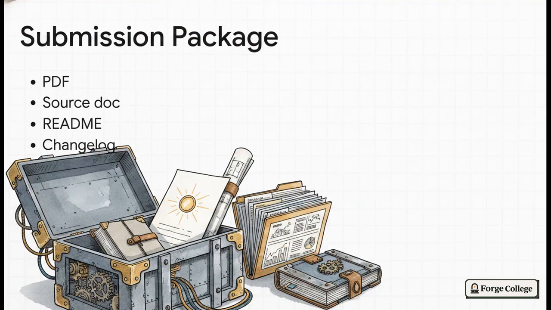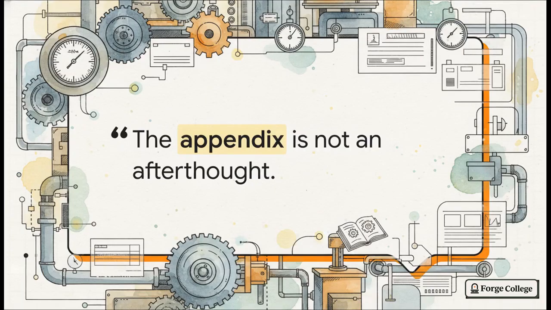Your final payload must contain these specific artifacts. We need the final PDF, but also the editable source document. You must include a one-page README that explicitly maps your report sections to the rubric items, making the grader's life incredibly easy. Add the appendix folder with your raw data, and of course, that changelog. This ensures the reviewer has absolutely everything needed to quickly verify your robust machine. Let this sink in for a second. The appendix isn't just a dump for extra text, it's the engine room of your report.